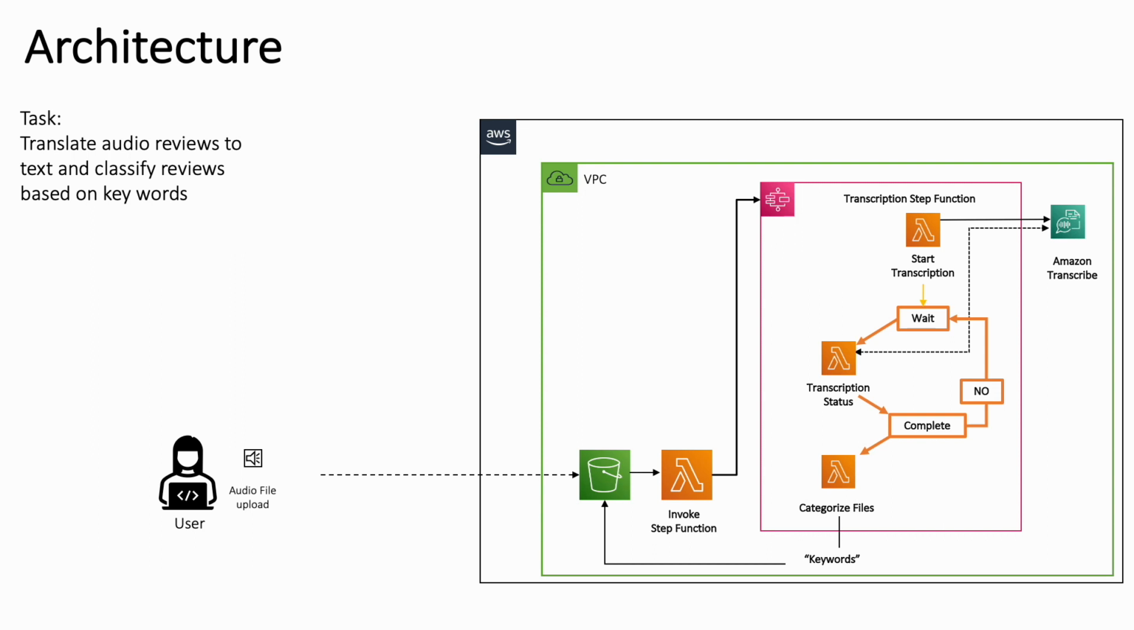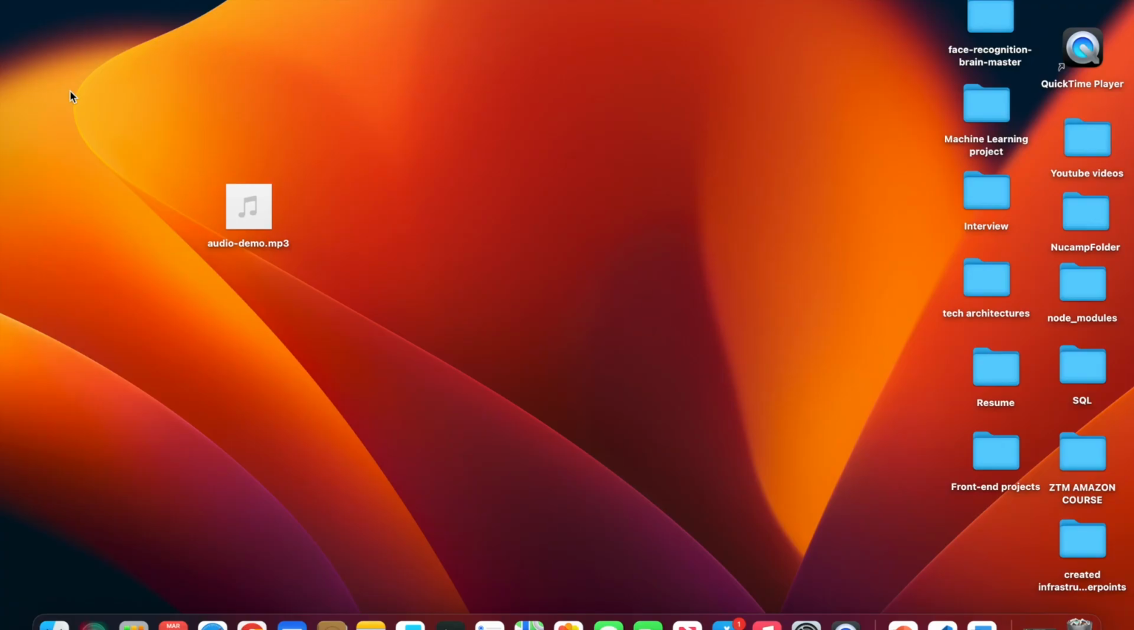Lastly, the categorize Lambda function will categorize the files based on whether or not a keyword is present. If no keywords are present, the files will be placed in a process folder. And if the keywords are present, the files will be placed in a folder named after the keyword. Before I start this process, I'm going to play the MP3 file that will be transcribed in this video.